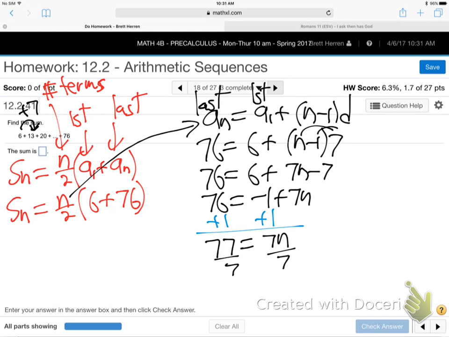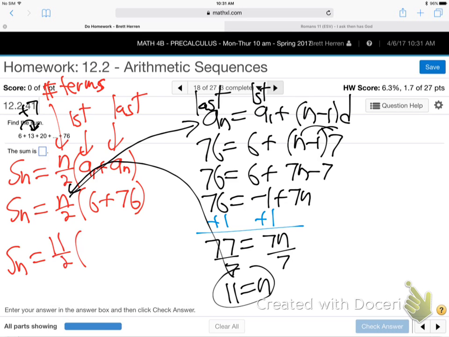Last step, divide by 7. N is 11. Good? Take that, bring it back. That must mean there's 11 terms there. So we can wrap up S sub n now. So S sub n is 11 over 2. And that, what's that, 82 in there? And then 41, 410, 451. 451, thank you. All those numbers must add up to 451.